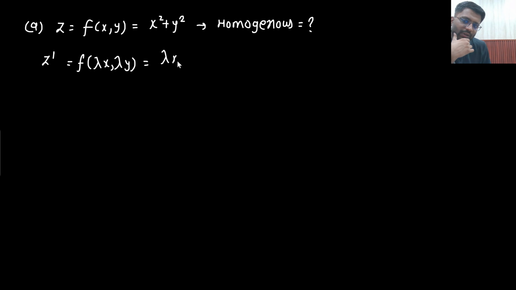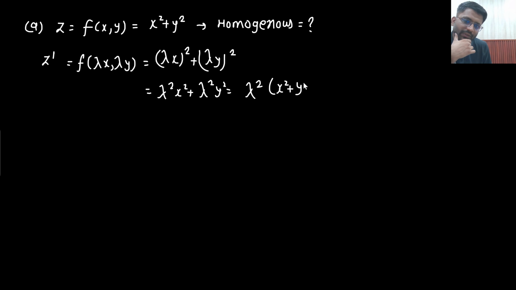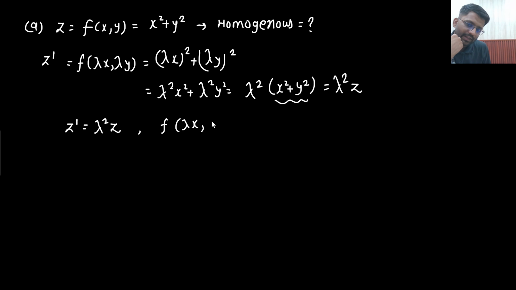So in place of x I put lambda x, in place of y lambda y. What am I getting? Lambda square x square plus lambda square y square. Lambda square I can take common, leaving x square plus y square. Now x square plus y square is nothing but z only. So z dash is coming out to be lambda square z, or you can say f of lambda x comma lambda y is lambda square times f of x comma y.